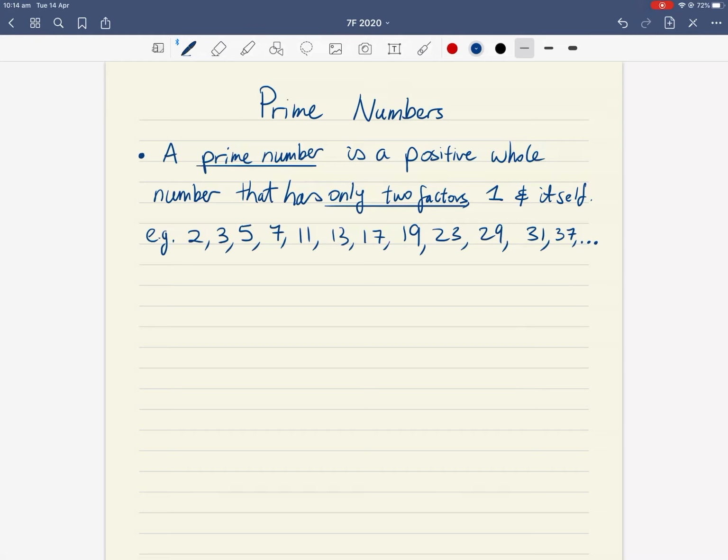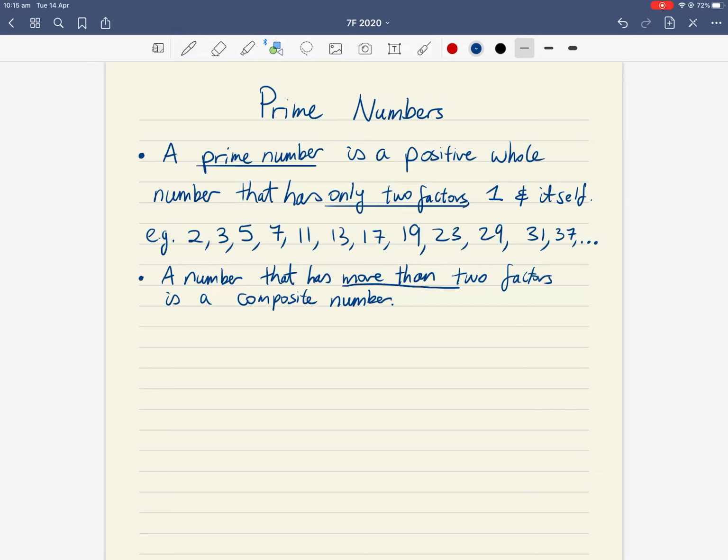Now, what is the opposite of a prime number? Well, not a prime number is a composite number. So in definitions, a number that has more than 2 factors is a composite number. So keyword here is more than 2 and it's called a composite number.